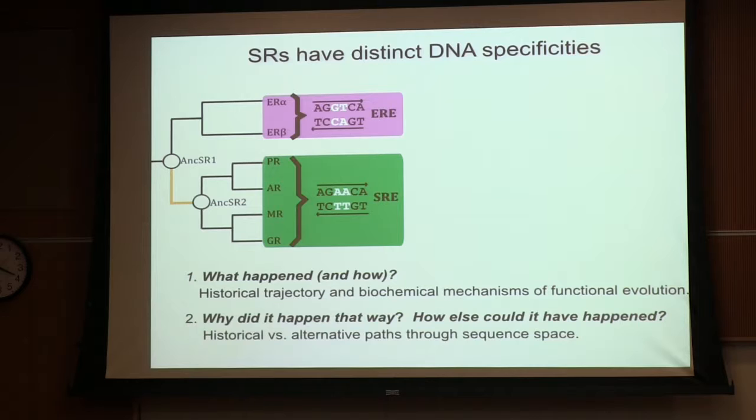And second, why did it happen that way? Which is a way of asking what else could have happened. And that involves comparing historical versus alternative paths through the sequence space around this ancestral protein.